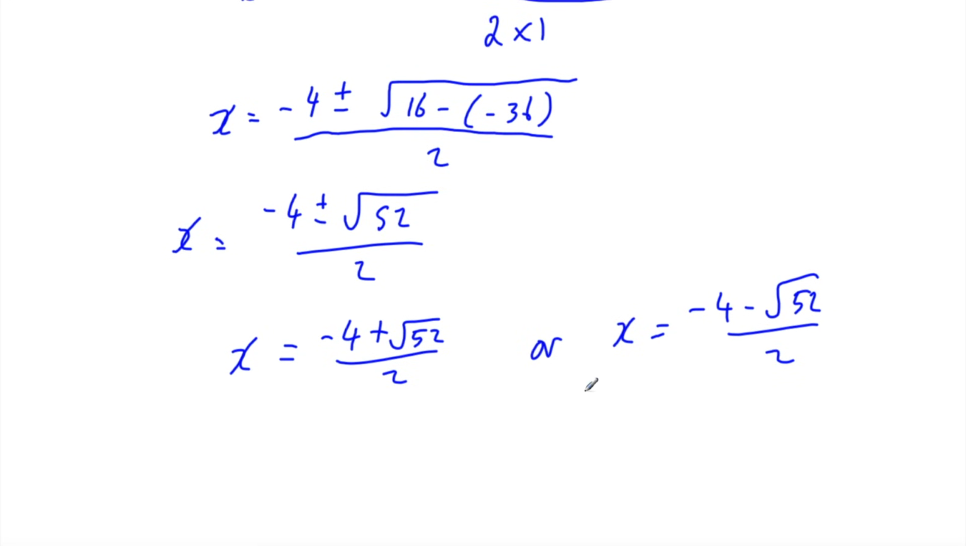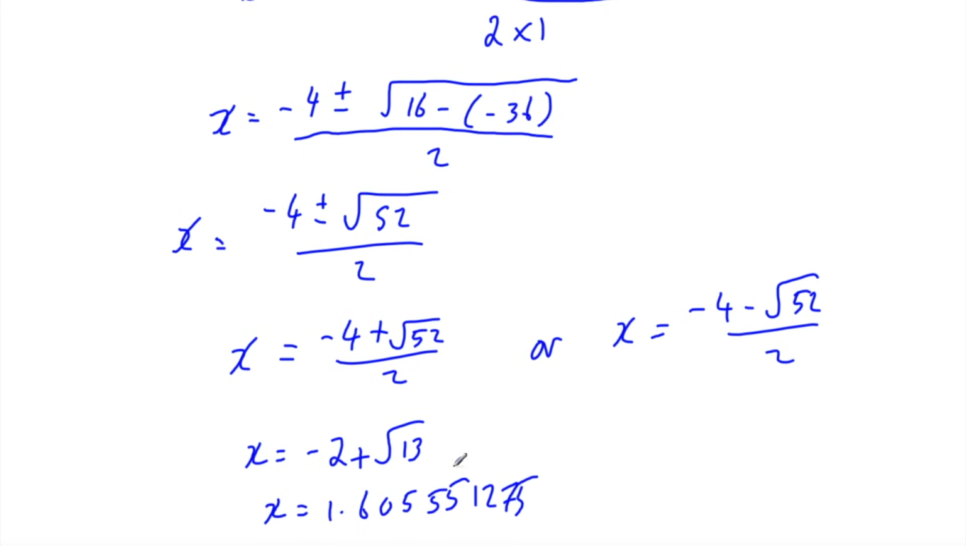So if we type those in, negative 4 plus the square root of 52 divided by 2, and if you then press equals, you get an answer of x equals -2 plus the square root of 13. So it comes up here in surd form. And if you change it to a decimal, you get that x equals 1.605551275. And that would be the value for x there.